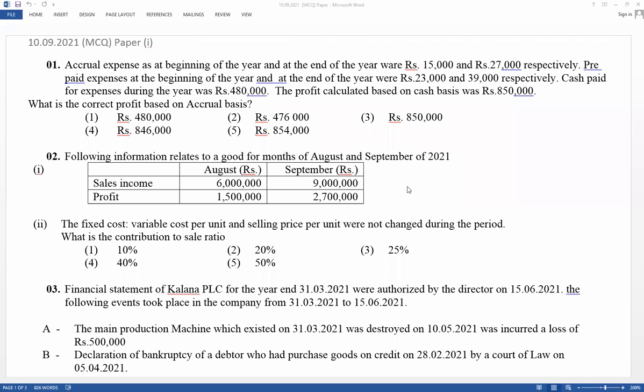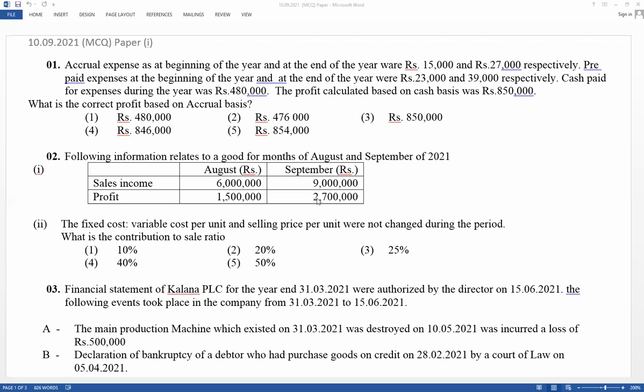And think about fixed cost also. When quantity increases or decreases, total fixed cost does not change. But average fixed cost, when quantity increases, average fixed cost decreases. And when quantity decreases, average fixed cost increases. Therefore, very important, variable cost as well as fixed cost depend on quantity.